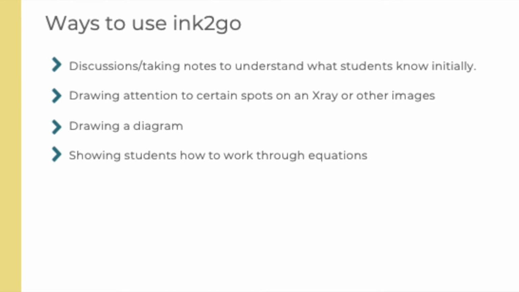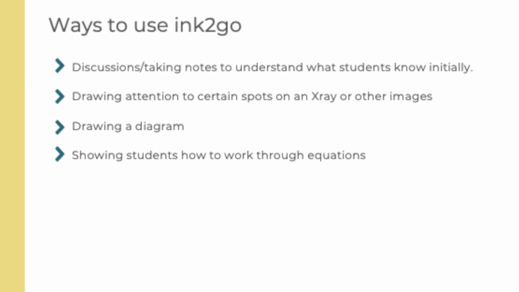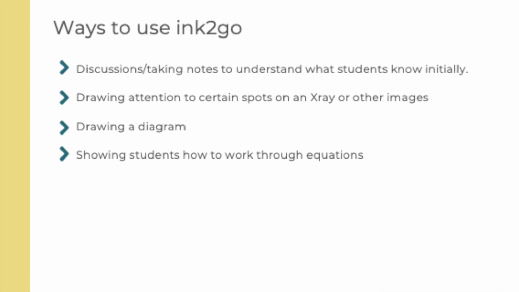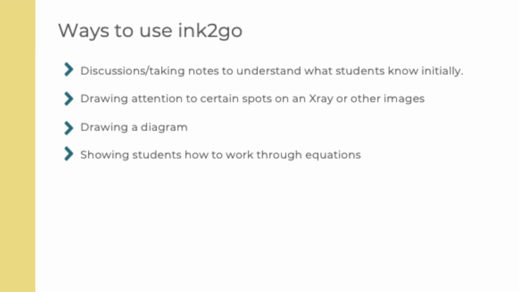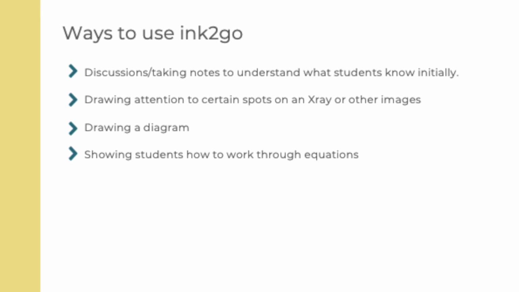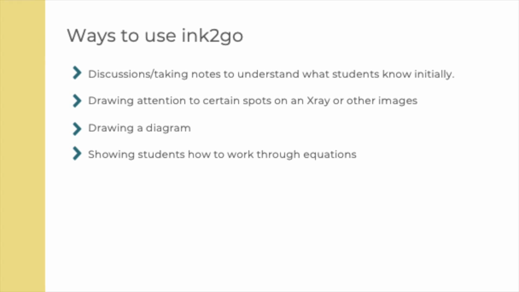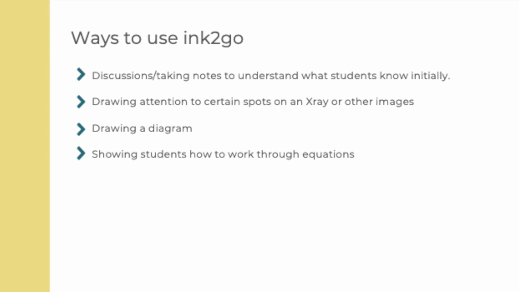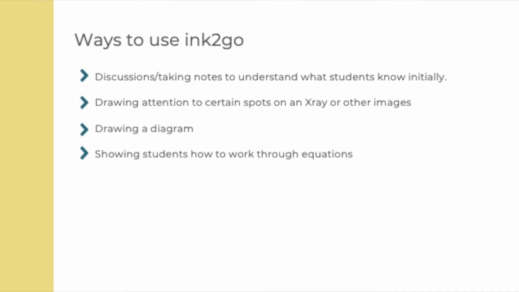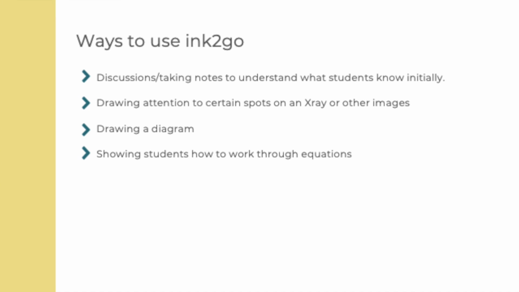These are a few ideas and ways that you can use Ink2Go. You can use it for discussions and taking notes to understand what students know initially so that they can all see the content that is being provided by the students and their peers. Drawing attention to certain spots on an X-ray or other images. You can draw a diagram, or you can show students how to work through equations using Ink2Go.